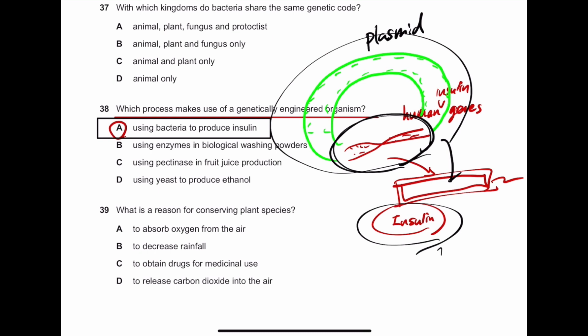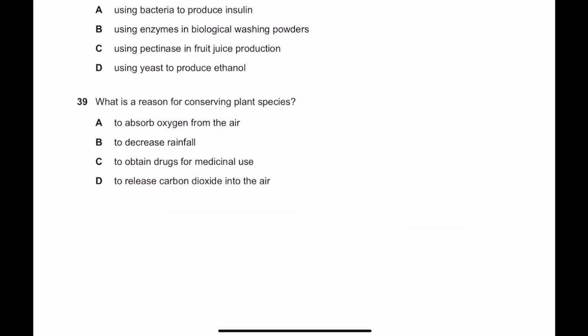B is talking about enzymes. No. C, still enzymes. No. Actually, my bad. B and C are talking about biotechnology that uses enzymes. D is just using yeast, yeast to produce ethanol for brewing, like making beer and spirits. So anyways, A is the answer for this one.